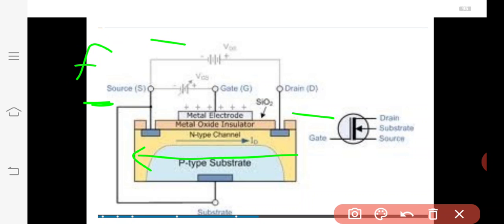So the source is negative, it is connected to negative, so it is called forward bias. The drain is negative, it is connected with positive, so it is called reverse bias. So the source is always forward biased, and the drain is always reverse biased.